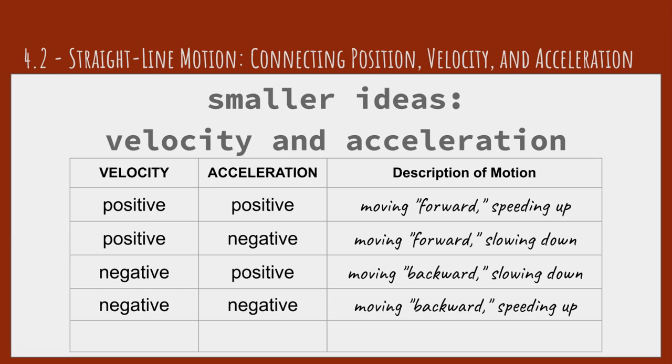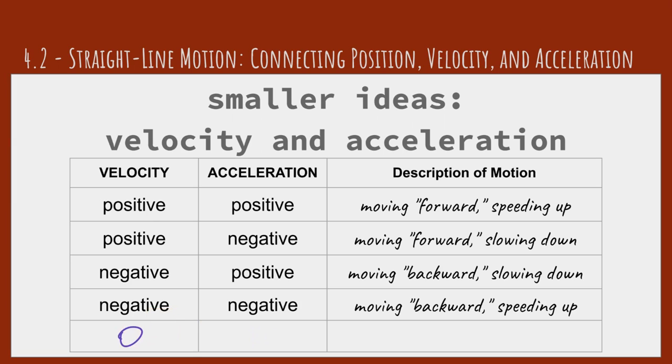I do have an empty line down here because there's actually a bunch of other options. If we start including zero, so if we say the velocity is positive and acceleration is zero, that means the velocity is not changing. So we're not speeding up, we're not slowing down, we're just moving forward. We could say that velocity is negative and acceleration is zero. So again, velocity is not changing.